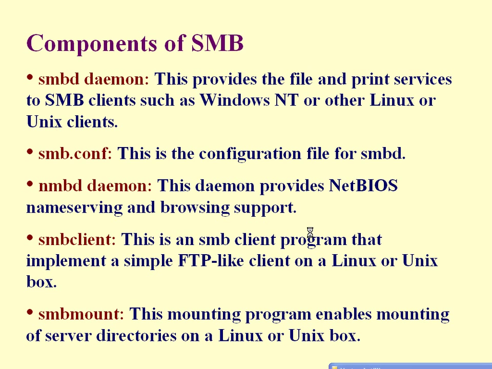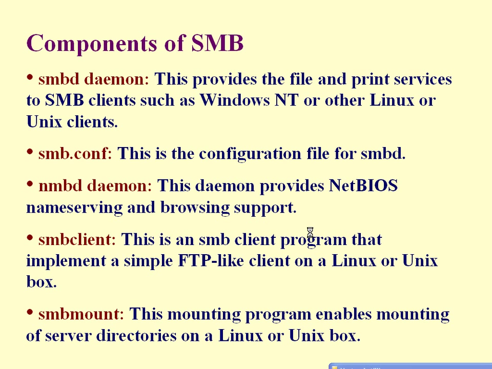Let us have a look at the components of SMB. In the components of SMB, we can find many daemon processes as well as configuration files. A daemon process is a process which is always running in the background of an operating system. SMBD daemon: this provides the file and print services to SMB clients such as Windows NT or other Linux or Unix clients. smb.conf: this is the configuration file for SMBD. NMBD daemon: this daemon provides NetBIOS name serving and browsing support.